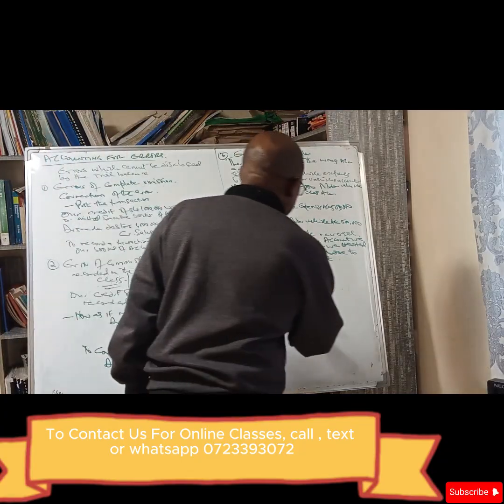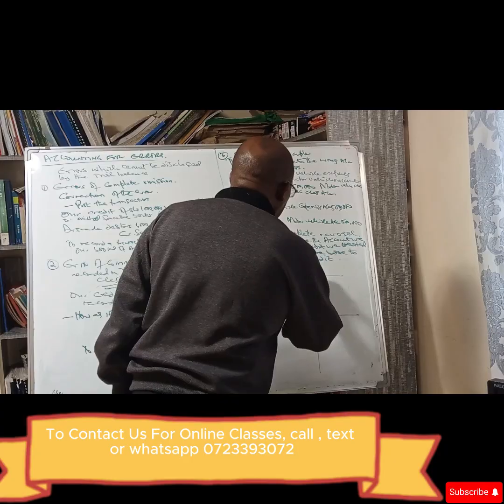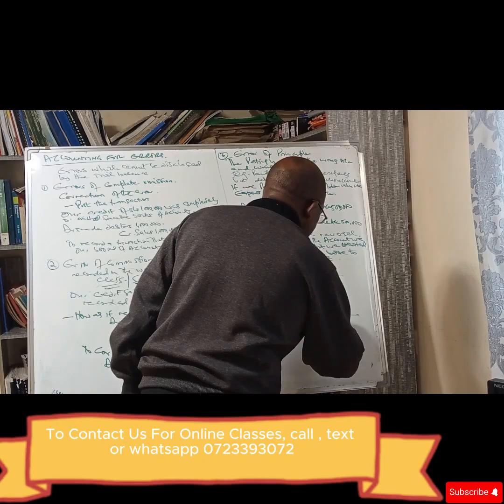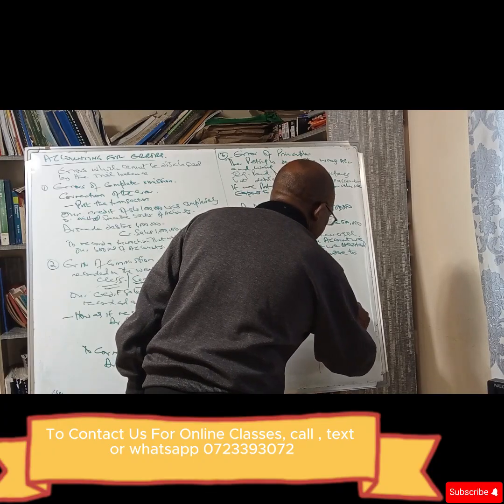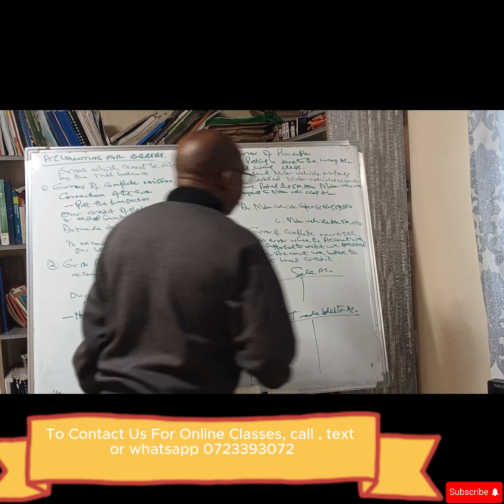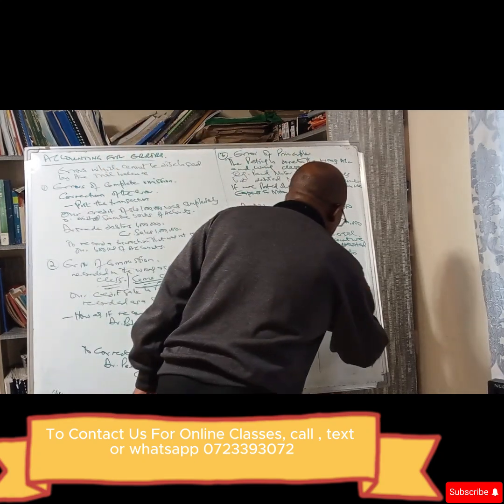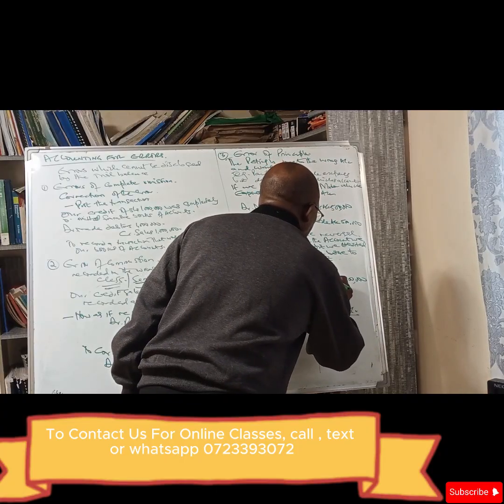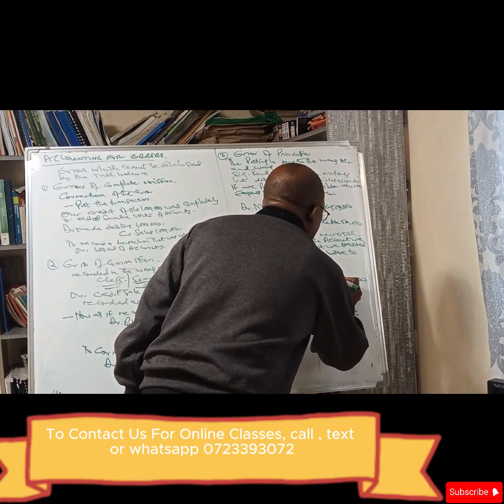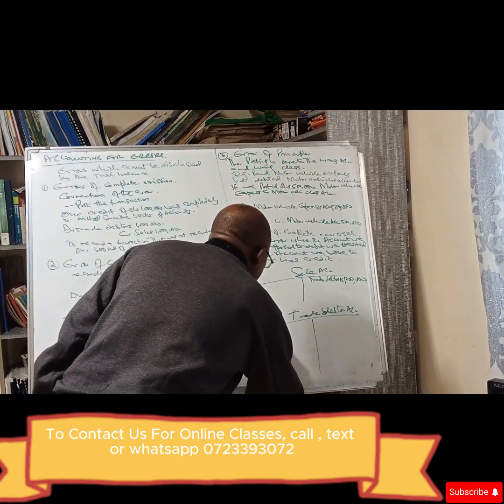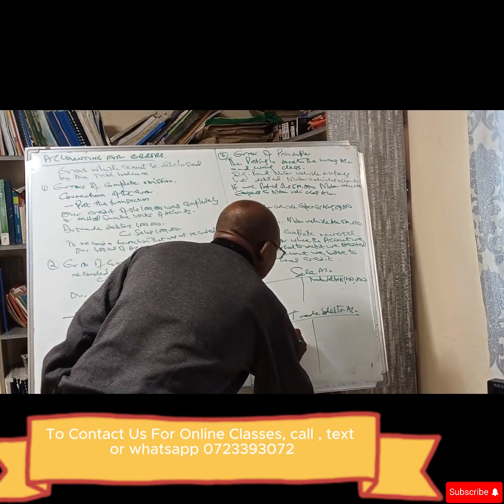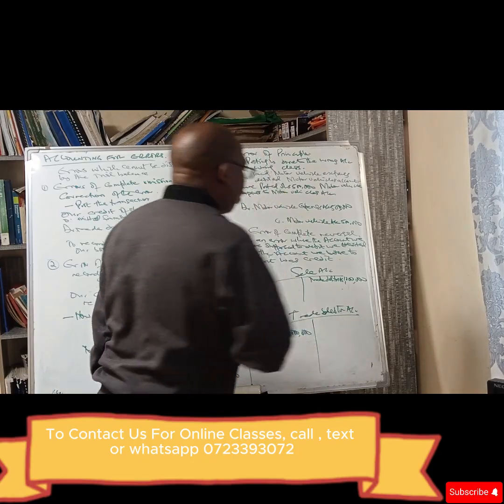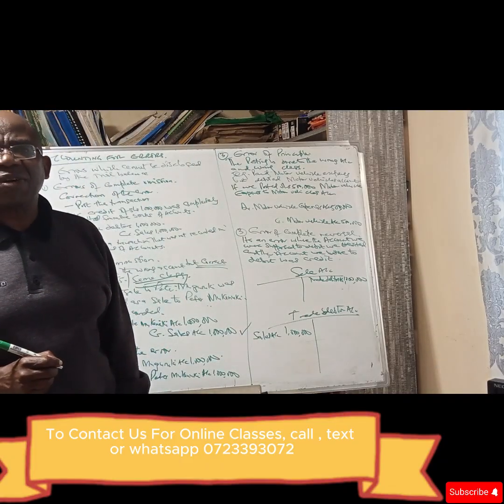For instance, if we made a sale of 1 million shillings, we would come here and say sales of 1 million shillings, and we say trade debtors account. Here you come and you say sales account 1 million shillings. That is the correct way of recording it.